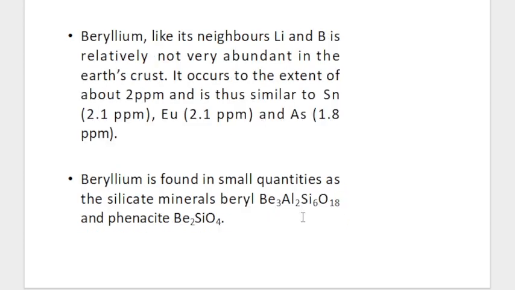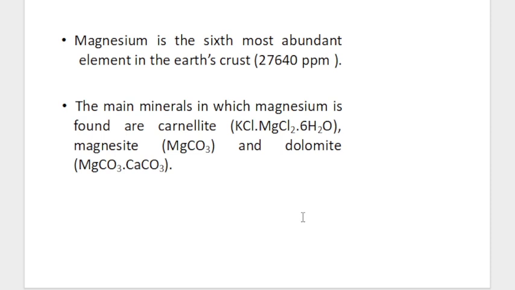Beryllium, like its neighbors, lithium and boron, is relatively not very abundant in the Earth's crust. Basically, it is found in small quantities as silicate minerals of beryl. Magnesium is the 6th most abundant element in the Earth's crust.